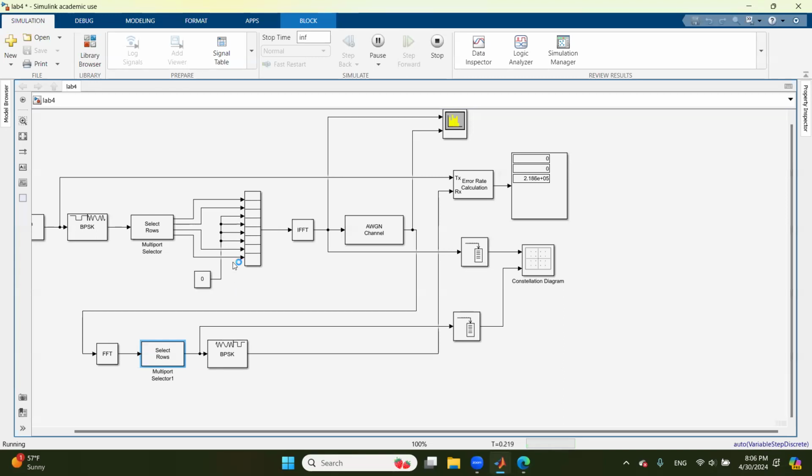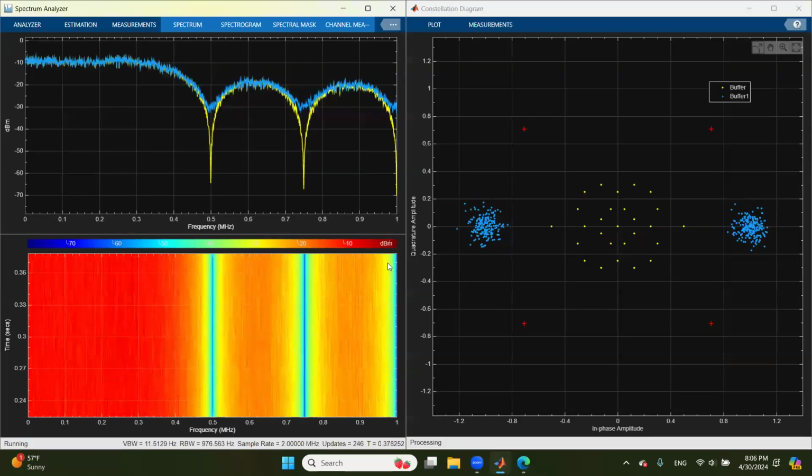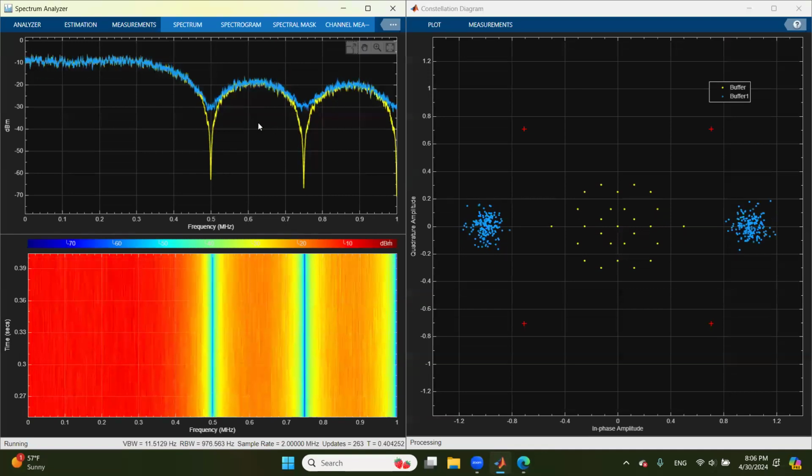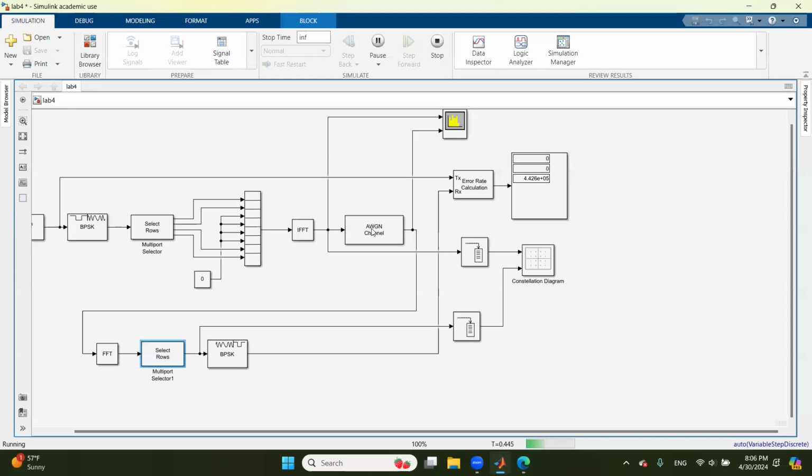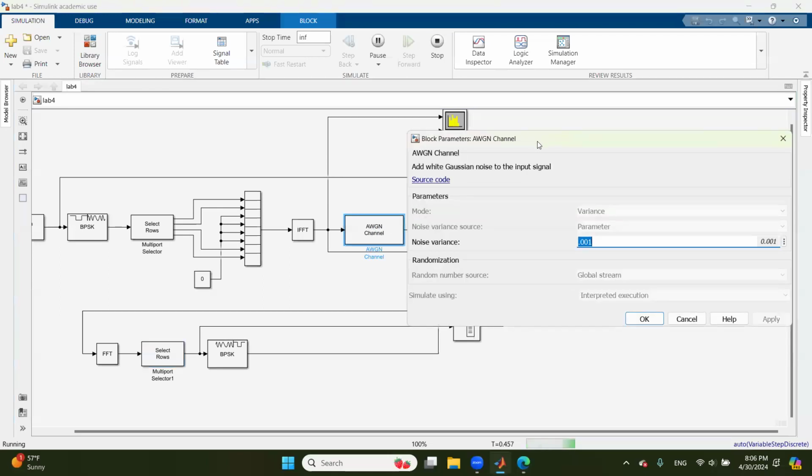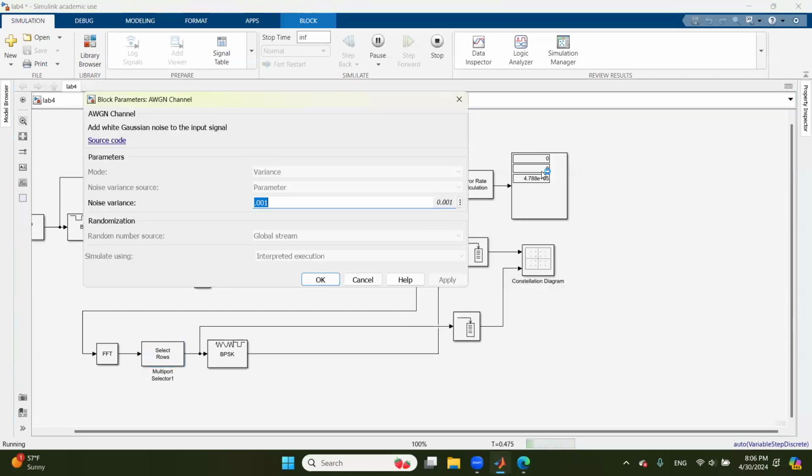What these zeros are doing is they're acting as a guard band, right? So they're in effect trying to prevent any kind of leakage signal coming in from these two data channels that I've got. And here we can see the spectrum analyzer, and this is due to a channel with variance 0.01. As you can see right now, my error rate is 0.